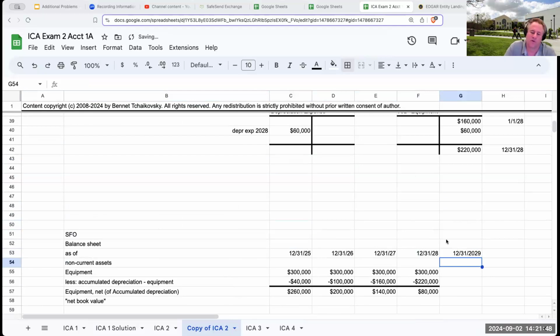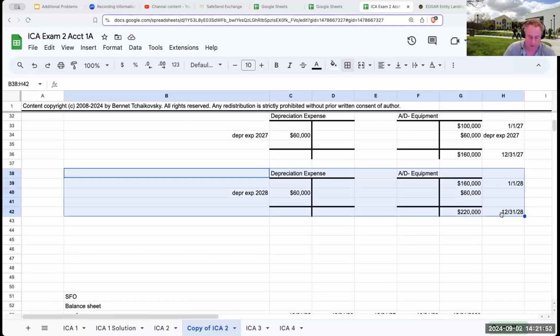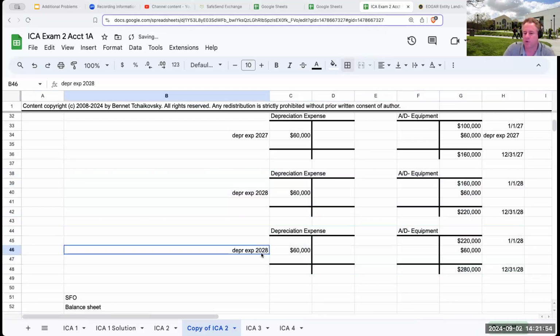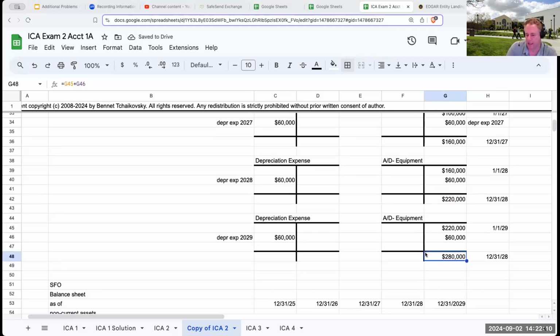Now 12/31/29 is kind of an interesting period, because let's go through and do this. If I were just to keep on going over here and said, well, depreciation expense 2029, I'll just take another 60,000, and my balance before 1/1/29, over here, I've got 280.